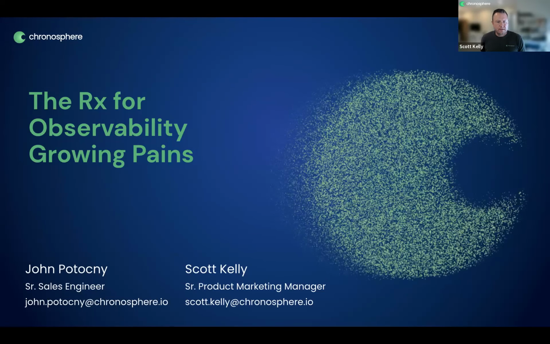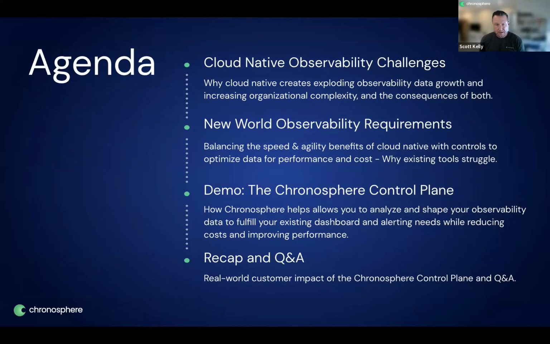Let's take a look at the agenda for today. We're going to talk about some of the cloud native observability challenges, things related to data and also organizational complexity, and what it means to the organization when adopting cloud native. And then we're going to talk about what we call the new world observability requirements. What is required to be successful and to allow for a platform to be performant and also cost effective? What are the requirements there?